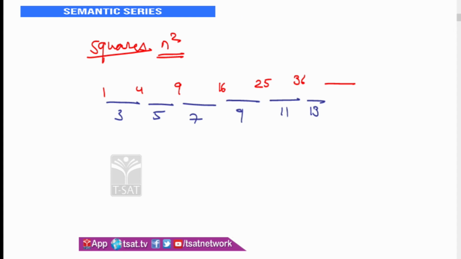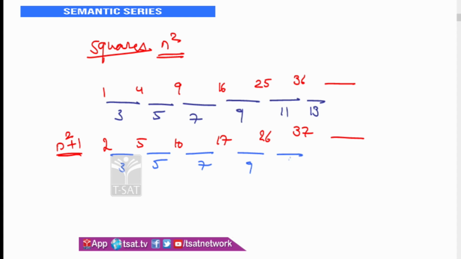Now another format within squares is n square plus 1. In the examination, the question will be like 2, 5, 10, 17, 26, 37. If you identify that this pattern is n square plus 1, it's well and good. If not, then you need to take the difference, because the difference will always be the same. Here also it is 3, 5, 7, 9, 11. Obviously the next difference will be 13.